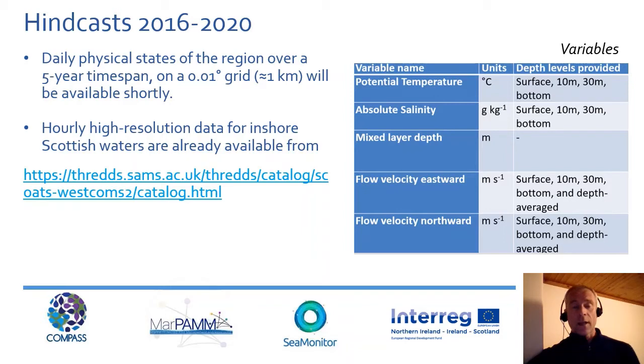Now the hindcasts have been regridded from the native model calculation grids. They're placed on a regular grid with 1/100th of a degree spacing, so that's roughly a kilometre or better, and they're not yet available, but they will shortly be available through the central COMPASS data portal. Also under COMPASS, we've made available the Scottish component model data on its native grid, so that actually provides higher resolution data in the most intricate coastal areas, and that is currently available on a server from SAMS.